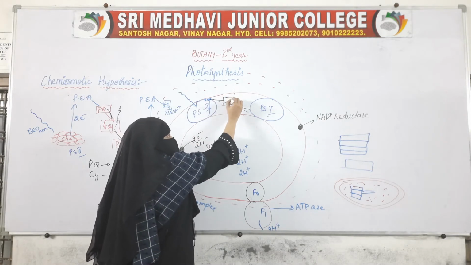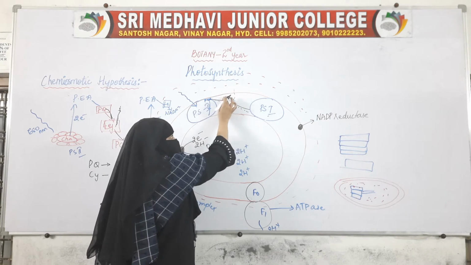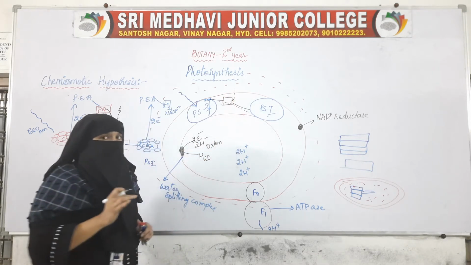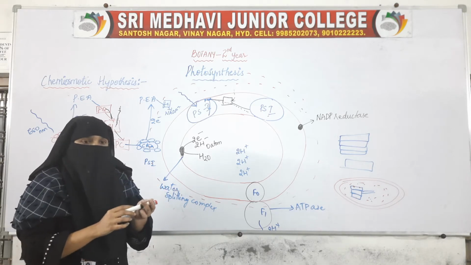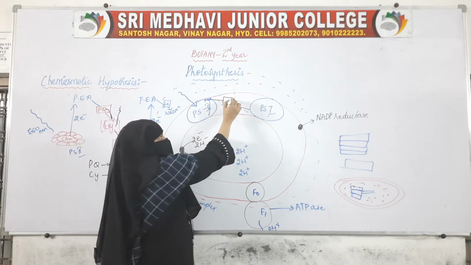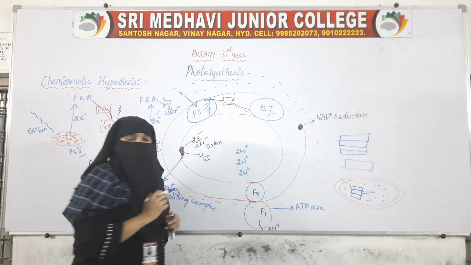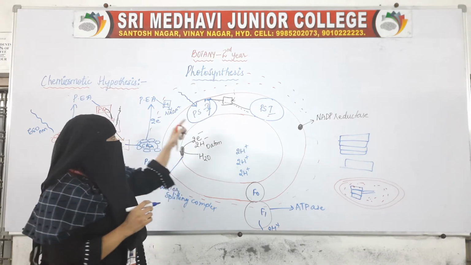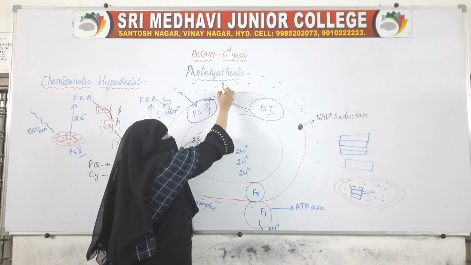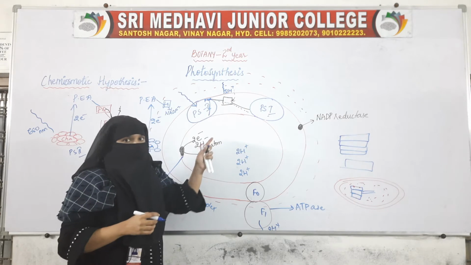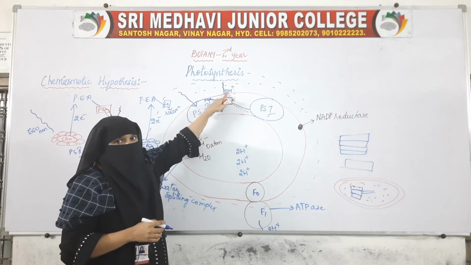When the electron comes from the plastoquinone to plastocyanin, at the cytochrome complex, energy will be released. With the help of this released energy, what the cytochrome does is, it pumps protons, because inside in the stroma also protons will be present.